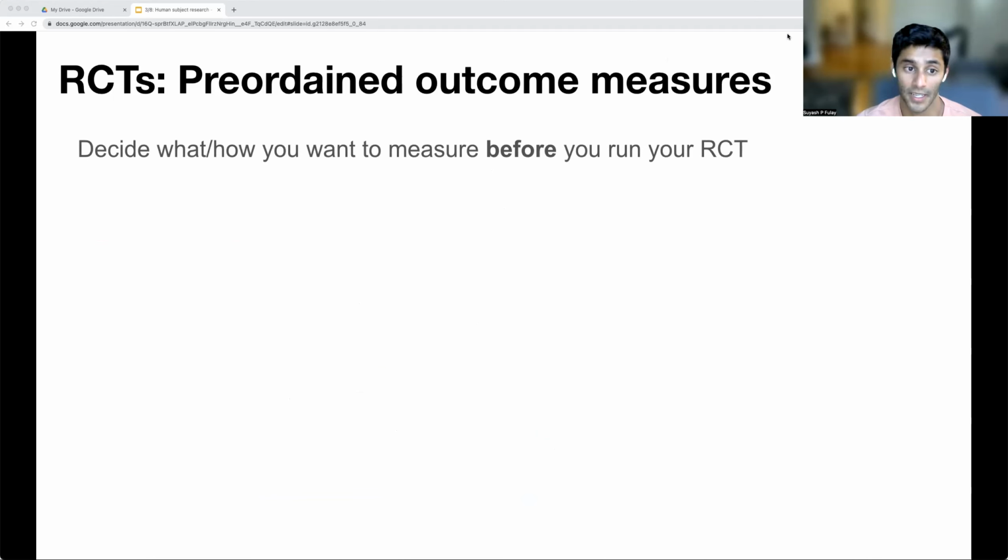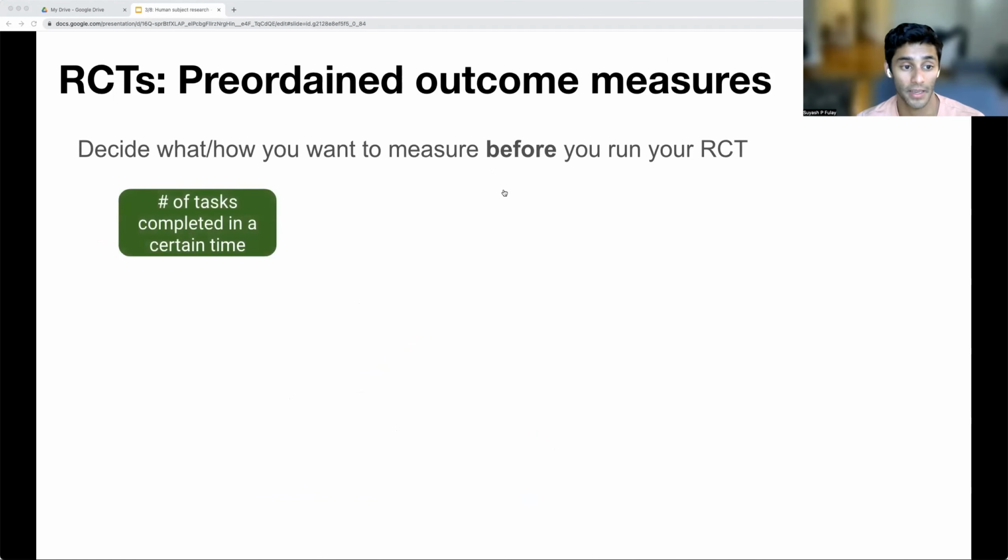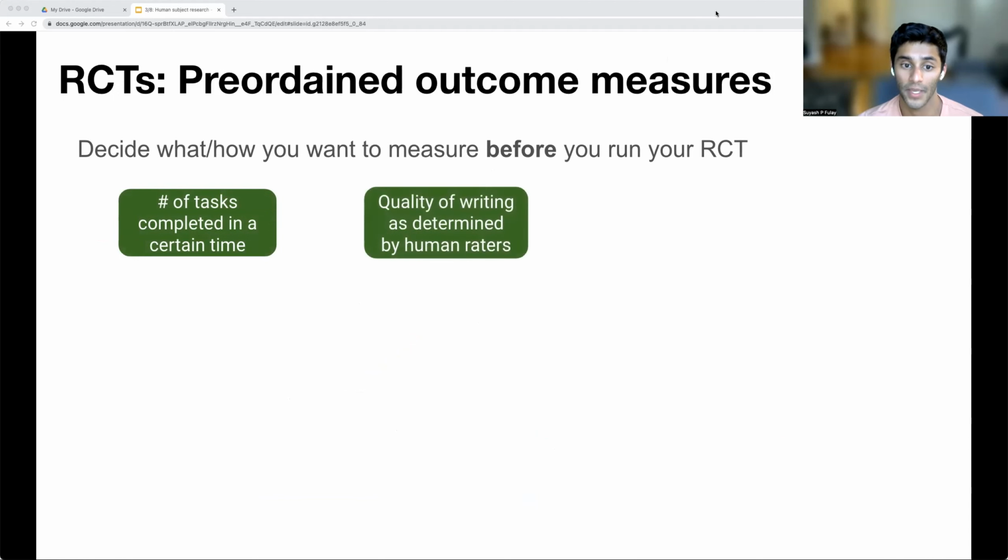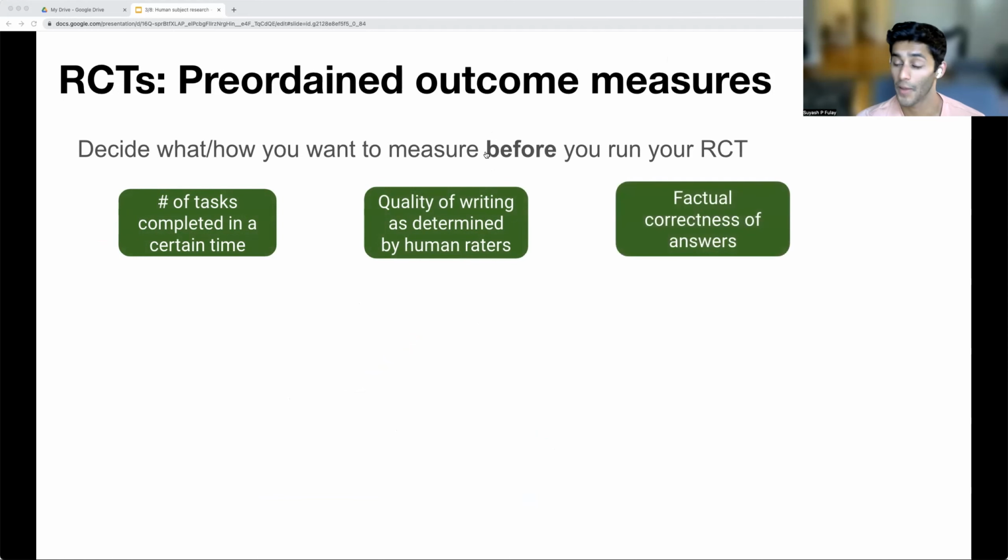The next part of an RCT that we really want to think hard about is the outcome measures. So the high level takeaway for this should be decide what you want to measure and be concrete about it before you run your RCT. In this case, it might be the number of tasks completed in a certain period of time. It might be the quality of writing as determined by human raters. It might be the factual correctness of answers when using ChatGPT.